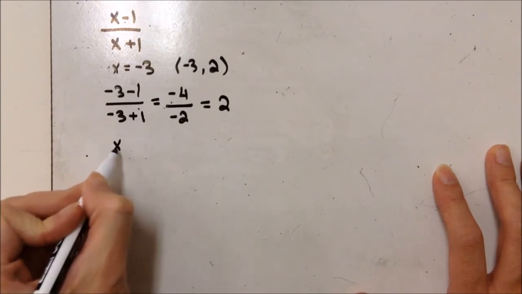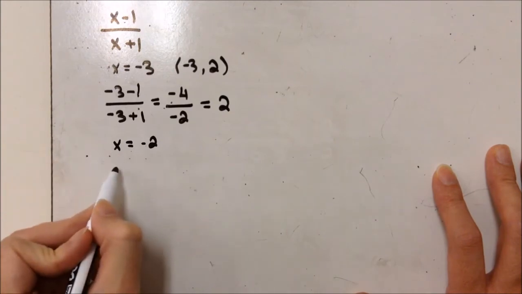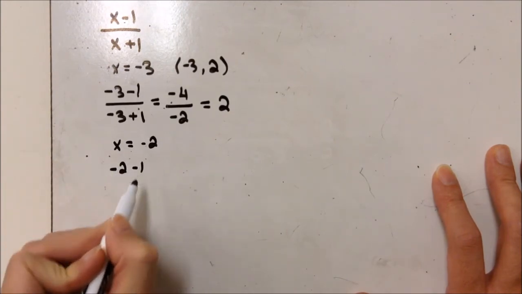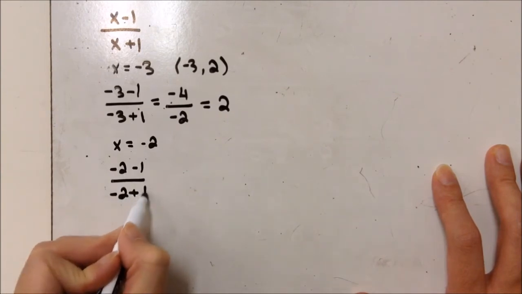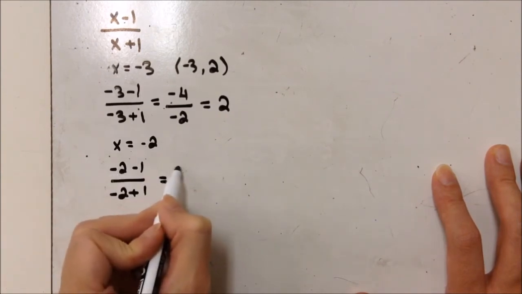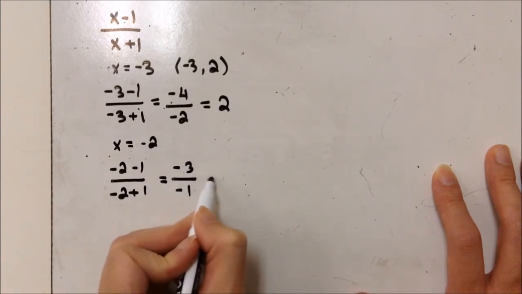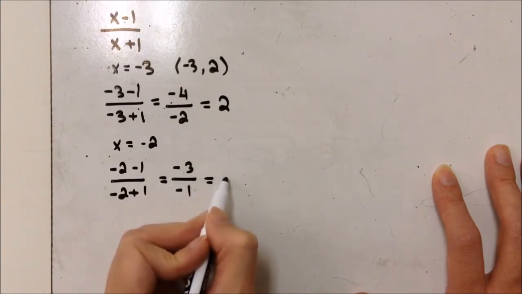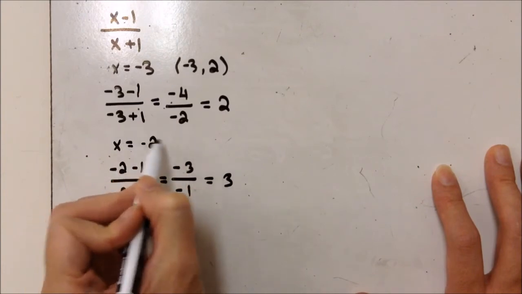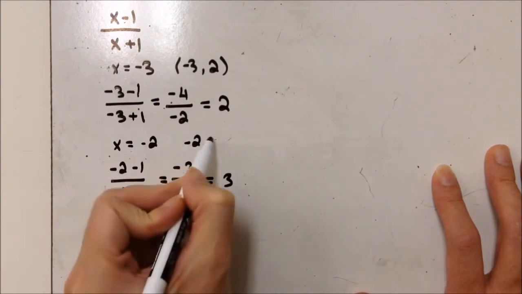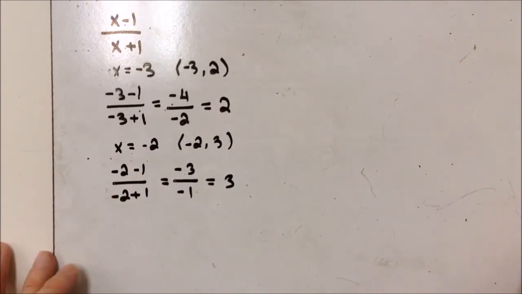Alright, so next one is x equals -2. We're going to plug that in. So -2 minus 1 on the numerator, and then -2 plus 1 in the denominator. -2 minus 1, -3. -2 plus 1, -1. -3 divided by -1, positive 3. Alright, so our coordinate point for x equals -2 is -2, positive 3. A lot faster than the last two examples.